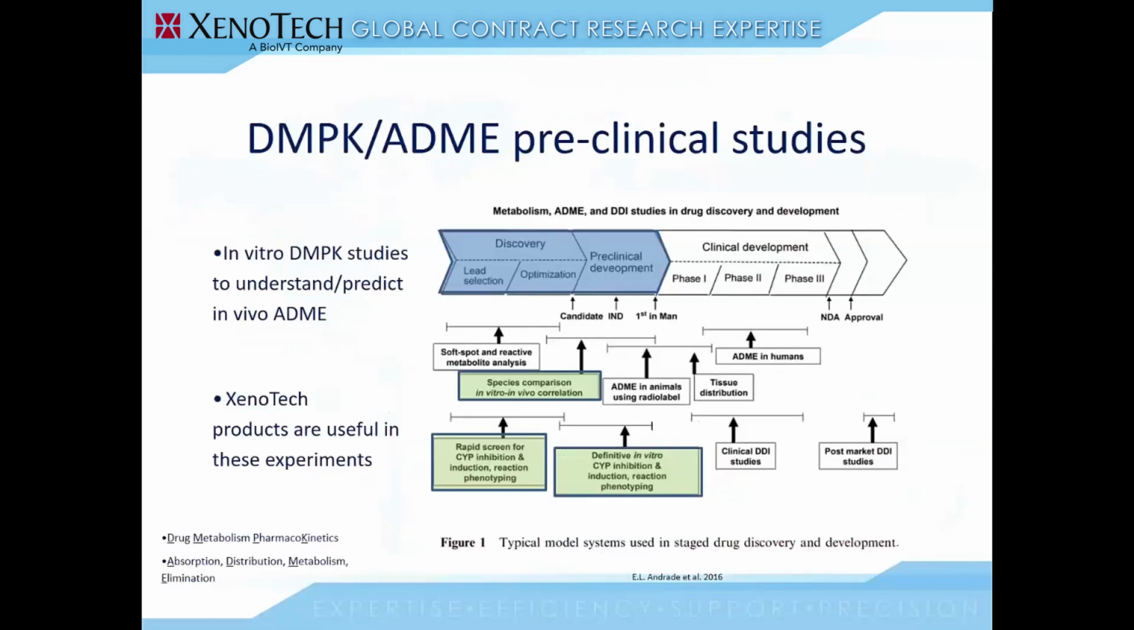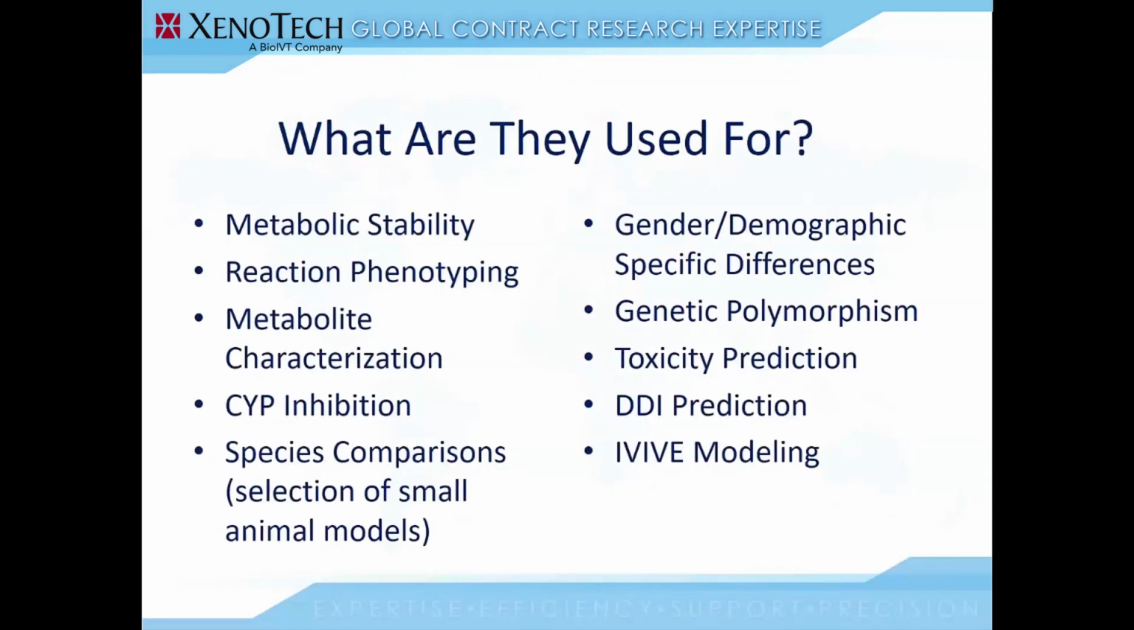So who uses these fractions? They are generally used by scientists doing preclinical drug development work. A majority of the work with these reagents is done in a pre-IND filing. And what are they used for? I just mentioned that the vast majority of subcellular fractions are used for in vitro ADME, DMPK work, like examining compound stability, identifying the major enzymes involved with a compound's metabolism or reaction phenotyping, metabolite characterization, CYP inhibition, or making comparisons between species so you can pick the most relevant small animal model.